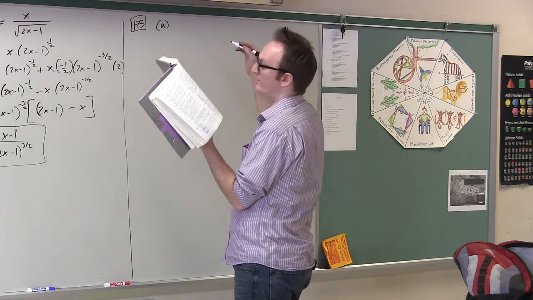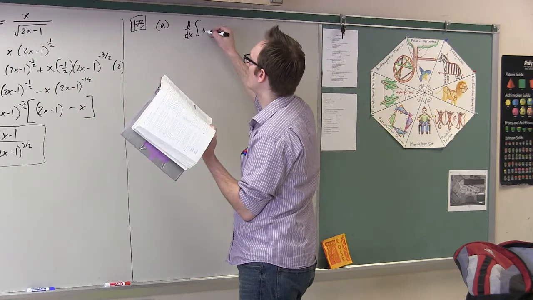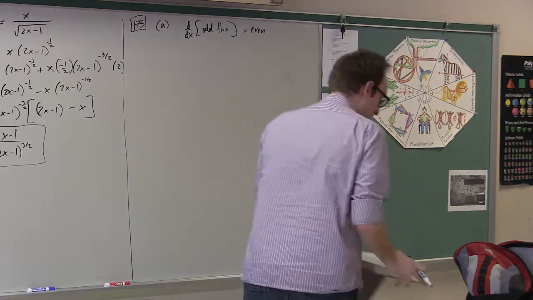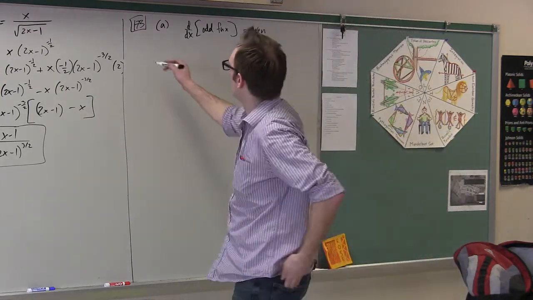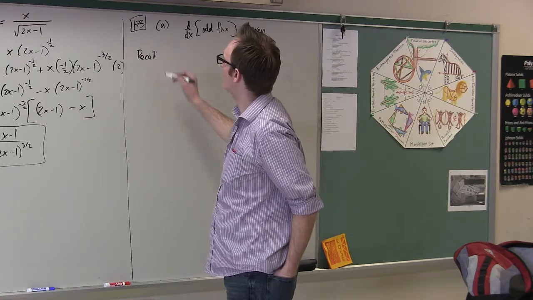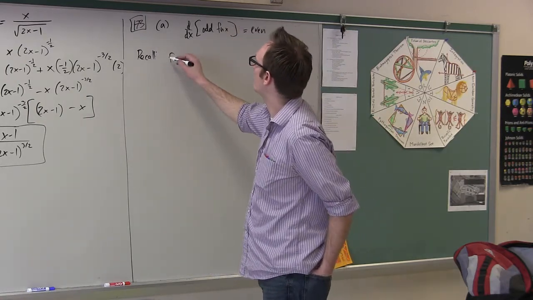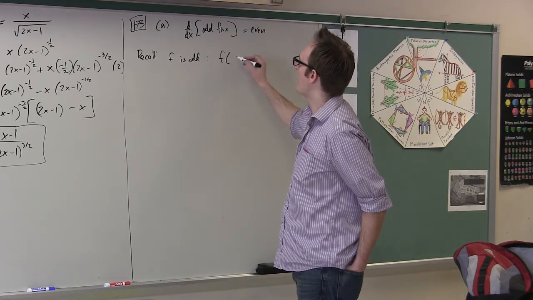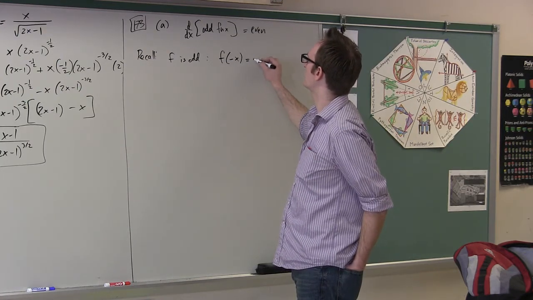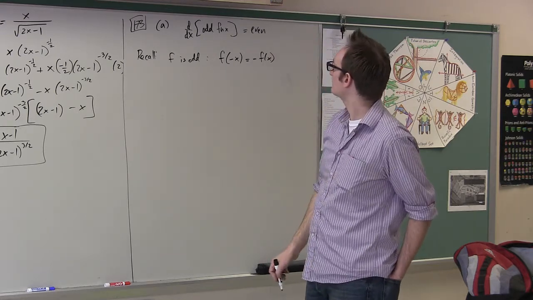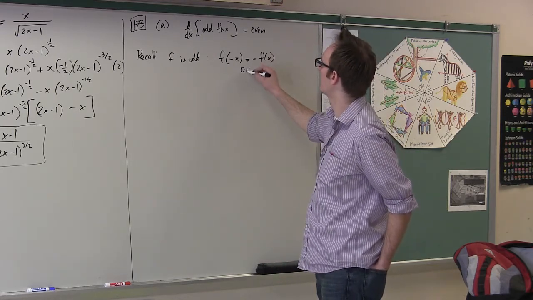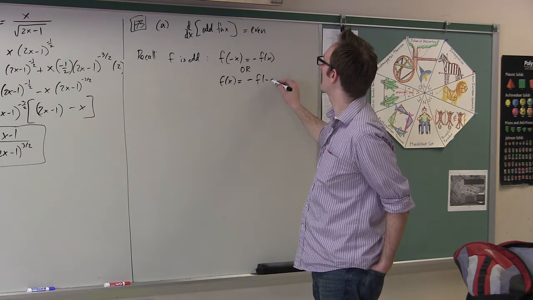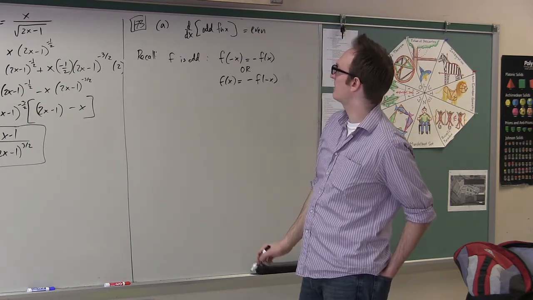Show that the derivative of an odd function is even. So I'll write: derivative of odd function is even. How can we do this? First we need to recall our definitions of even and odd functions. What does it mean if f is odd? It means that f of negative x equals negative f of x. Alternatively, you could write that as f of x is negative f of negative x. Those are basically the same thing. That's what it means for f to be odd.